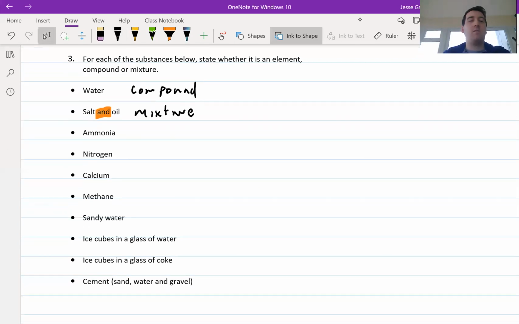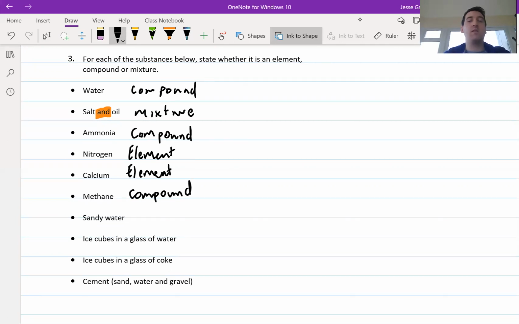Ammonia. That one might have been difficult for you, but ammonia is a compound. We won't find it on the periodic table, so it's a compound. Nitrogen. Well, this is on the periodic table. It is an element. Well done if you said element. Calcium. Got to check if it's on the periodic table. It is on the periodic table. It's an element. Well done if you said that. Methane is not an element. You won't find methane on the periodic table. It's a compound made of carbon and hydrogen. So methane is a compound.